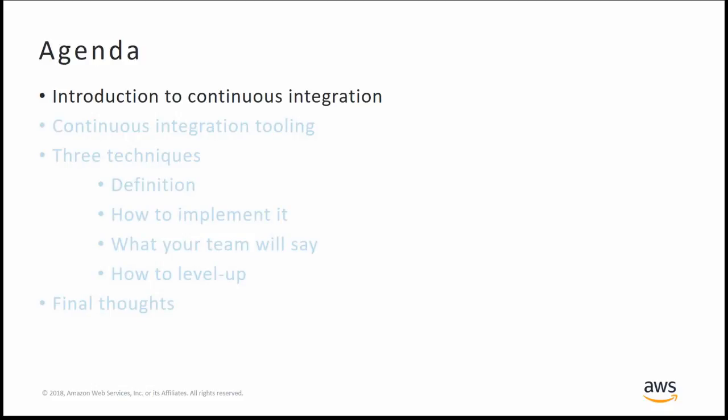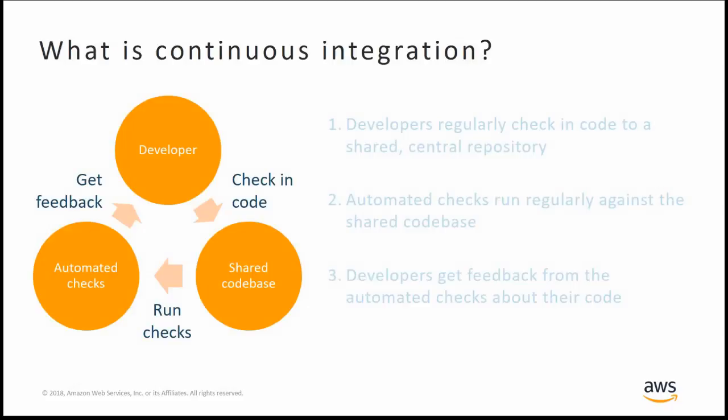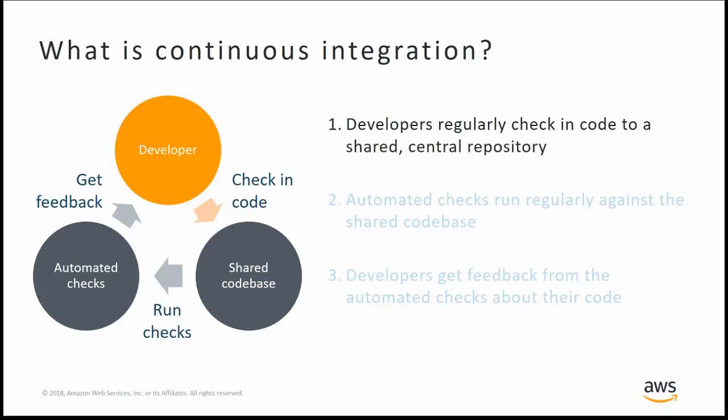So first, introduction to continuous integration. Continuous integration means a lot of different things to different people. So for the purposes of this webinar, I'm going to define it like this. First, developers regularly check in code to a shared central repository. So mostly in the examples that I use, I'm talking about a master branch on a Git repository.